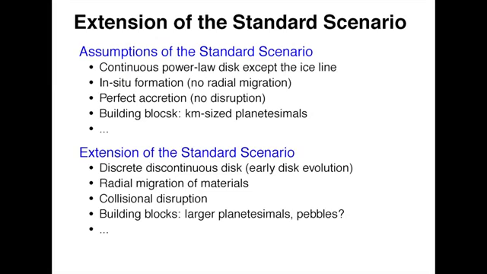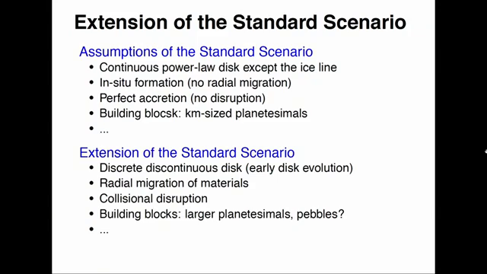So here I summarize the very important assumptions of the standard scenario. We assume the continuous power law disk, except the ice line or snow line. We assume in situ formation of planets. We assume perfect accretion, so no disruption by collisions. And we assume building blocks, the typo here, kilometer-sized planetesimals. But these are highly idealized, right?